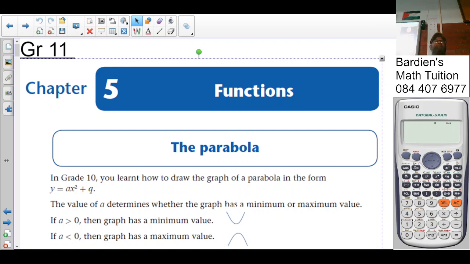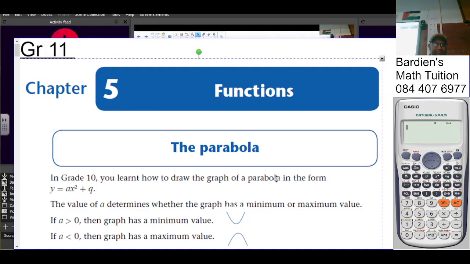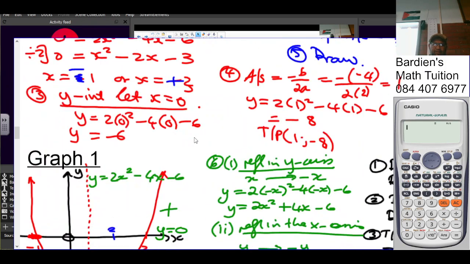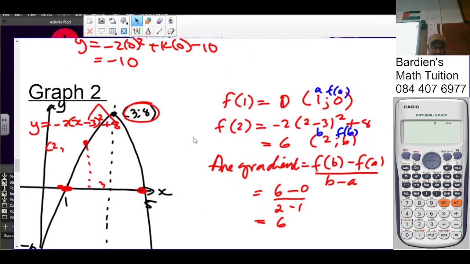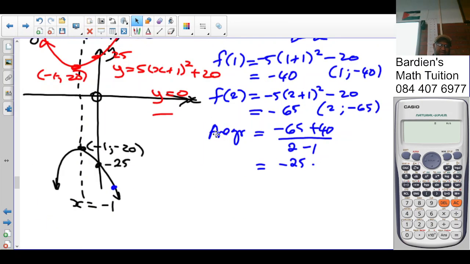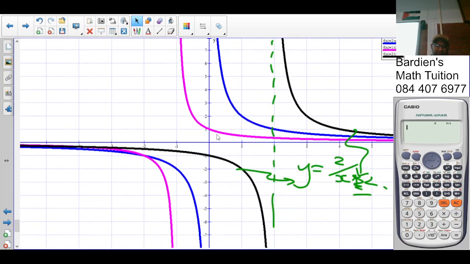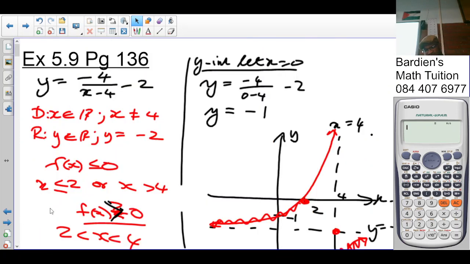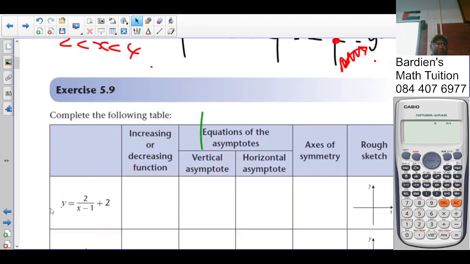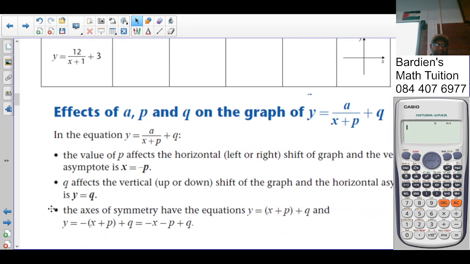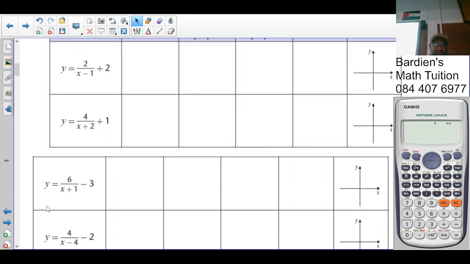Good morning, class. Are you busy with functions? You had some homework. What's the homework? Exercise 5.9, the even ones. Okay, so I must do exercise 5.9. We did the odd ones yesterday.